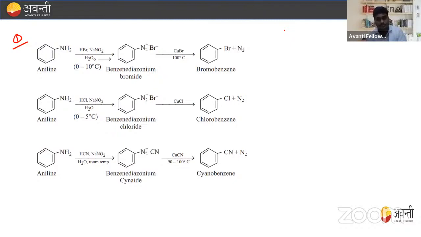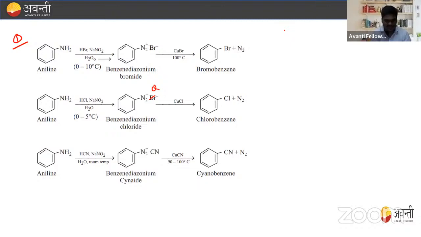Similarly, when aniline is treated with HCl and NaNO2, it will form N2Cl, benzene diazonium chloride. Now, when this is treated with CuCl, the diazonium group is removed and the formation of chlorobenzene will take place.